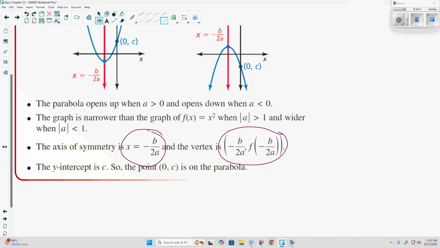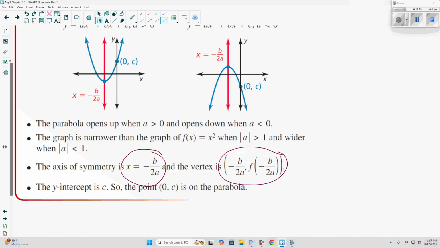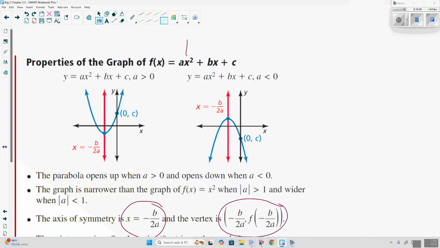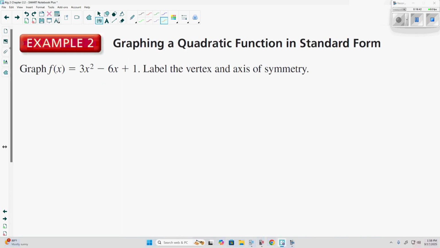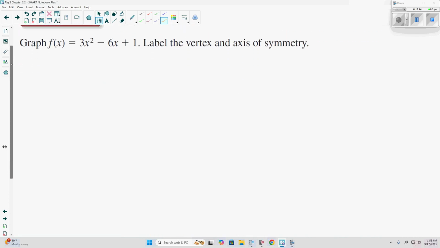Now, the other thing that's interesting is the y-intercept in standard form is the value of c. Because the y-intercept, where it crosses the y-axis, is when x is 0. So for the standard form, if we plug 0 into x squared and into x, well, ax squared would become 0. bx would also become 0, so that just leaves us with the value of c. So the y-intercept is (0, c). Now, let's actually see how this works.